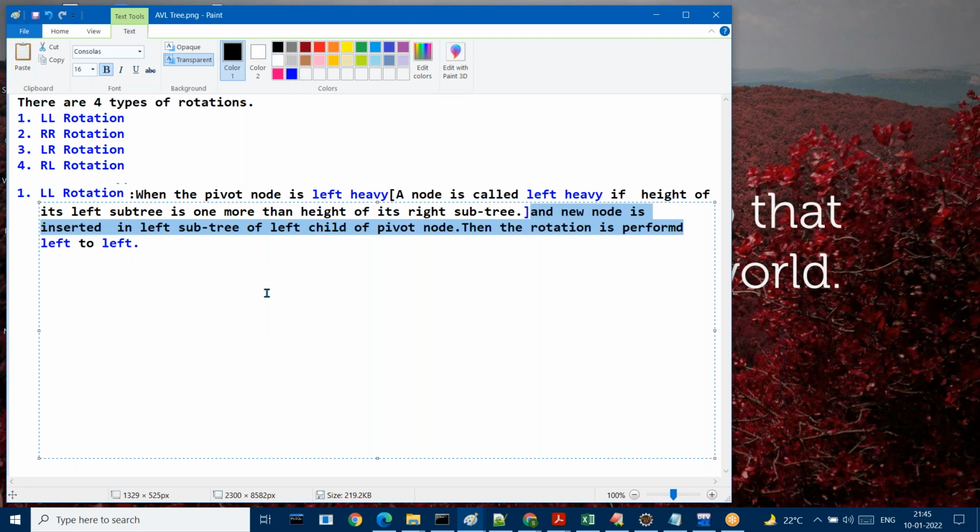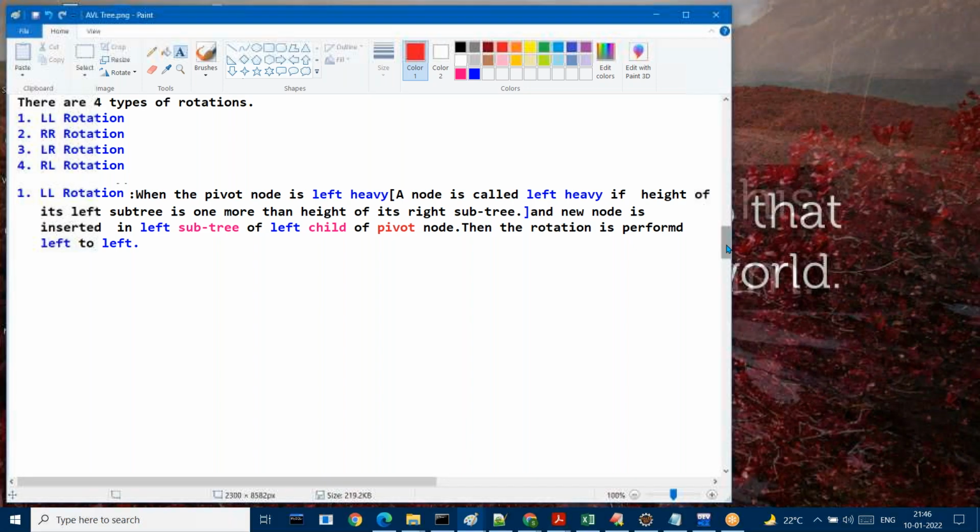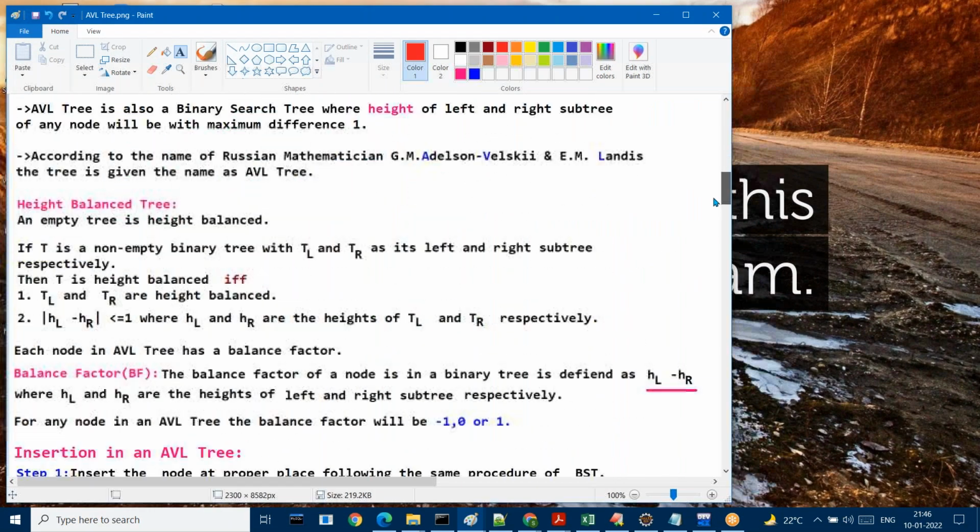Now, if you observe carefully here, how many times did the word left come? Here once left, here once left. That's why LL rotation. But the first one is subtree, next one is child, and this is another very important word called pivot node. So when the pivot node is left heavy, what is called left heavy? A node is called left heavy if the height of its left subtree is one more than the height of its right subtree. So can I put the definition here?